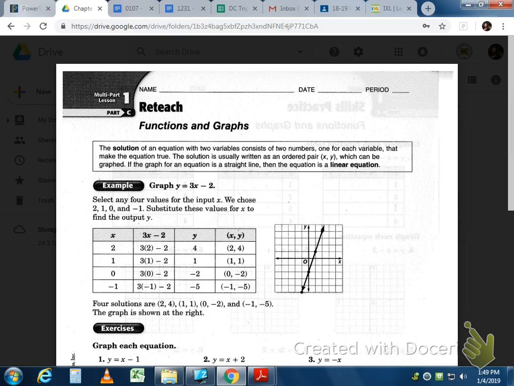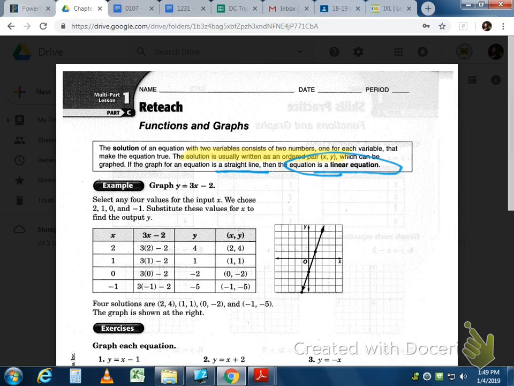It says the solution of an equation with two variables consists of two numbers, one for each variable that makes the equation true. The solution is usually written as an ordered pair, and then that ordered pair can be graphed. So the solution is an ordered pair, so that's an x and a y. It can be graphed, and we are going to end up using these, and they're going to come out in lines. They're going to form a straight line, so these equations are called linear equations because they make a straight line.